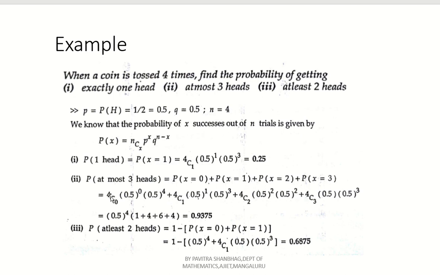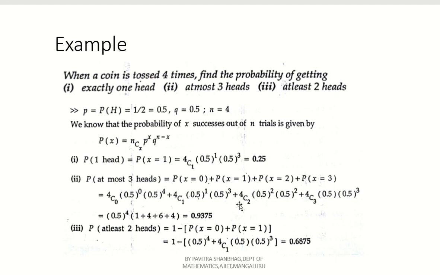Just simplify this. What is 4C0? 1. Plus what is 4C1? 4. Plus what is 4C2? That is 6. Again plus what is 4C3? Again 4. 4 plus 6 plus 4 plus 1, that is 15. 15 into 0.5 power 4, if you solve you will get 0.9375.